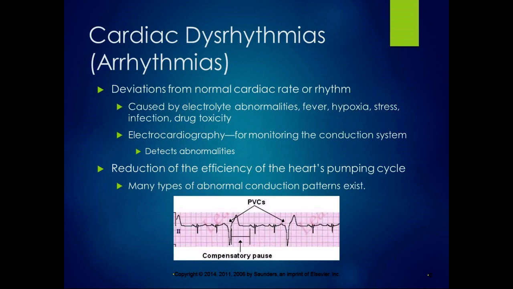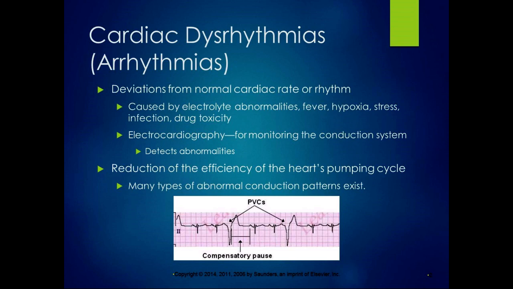So really all that's meant by dysrhythmias or arrhythmias is deviations from normal cardiac rate or rhythm. And they can be caused by electrolyte abnormalities. So we know that potassium is one of the biggies in electrolytes for cardiac function. They can be caused by fever, hypoxia, stress, infection, drug toxicity, myocardial infarction, as we talked about earlier.